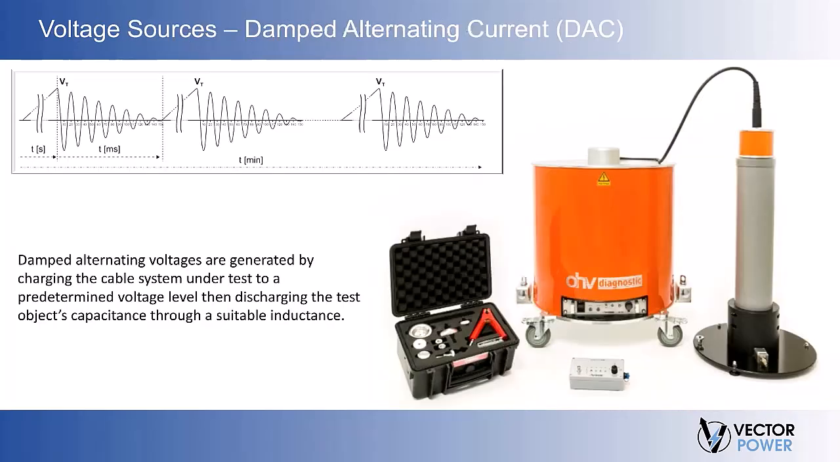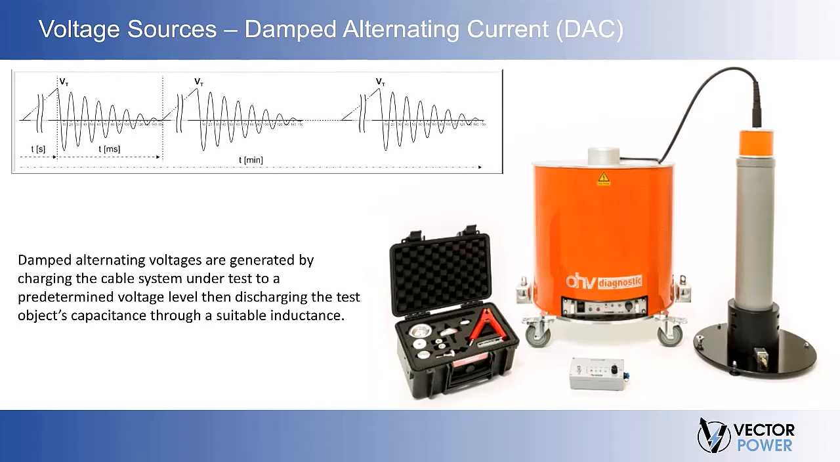Now, we do have a relatively new player in the field, damped alternating current, also known as DAC. These voltage sources are lighter in weight and have lower power requirements than near power frequency excitation sources. The IEEE standard 400.4 addresses DAC voltage testing in the near power frequency range from 20 Hz to 500 Hz.